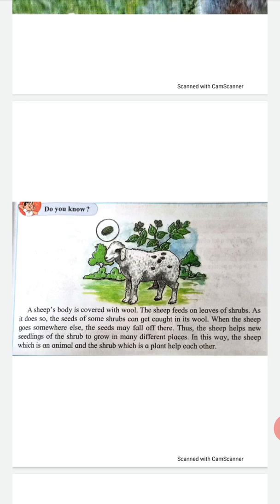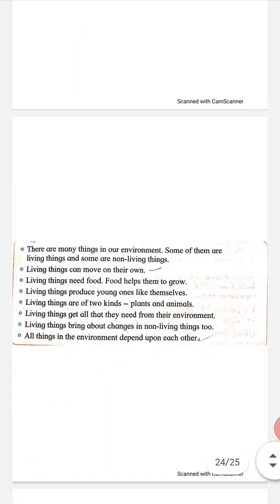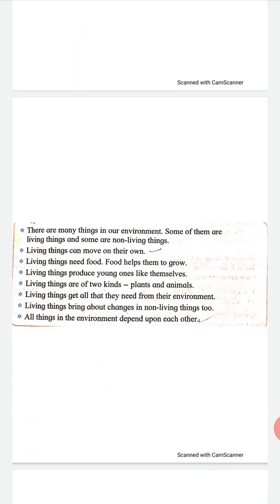In this way, the sheep, which is an animal, and the shrub, which is a plant, help each other. Did you understand the lesson, my dear students? Now, I will tell you short notes of this whole lesson. There are many things in our environment. Some of them are living things and some are non-living things.